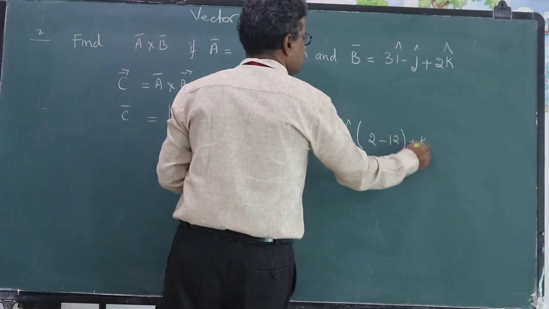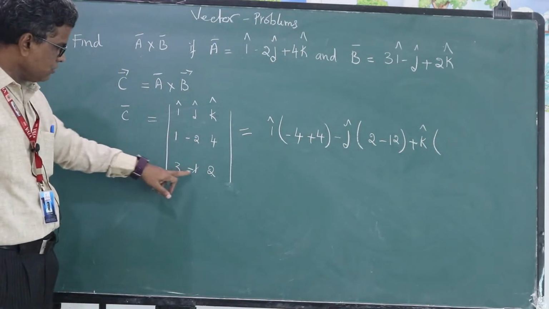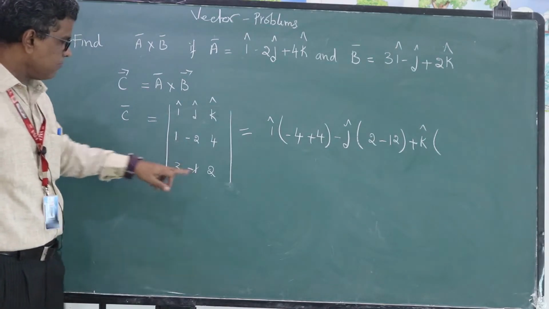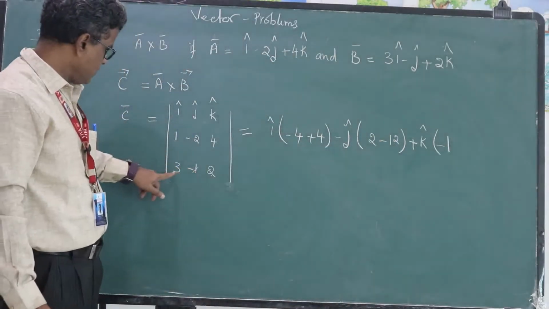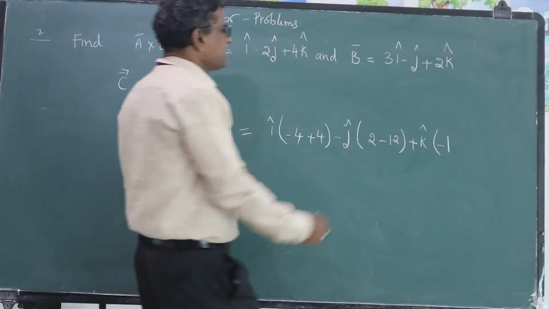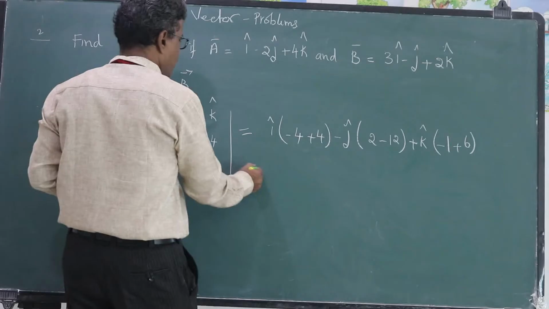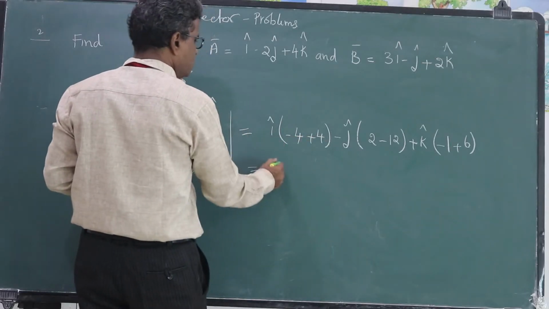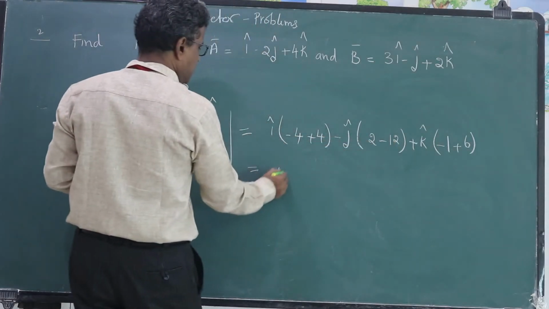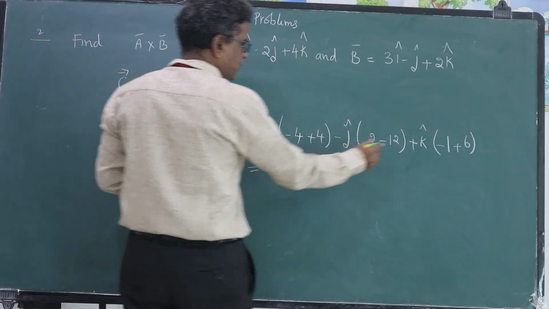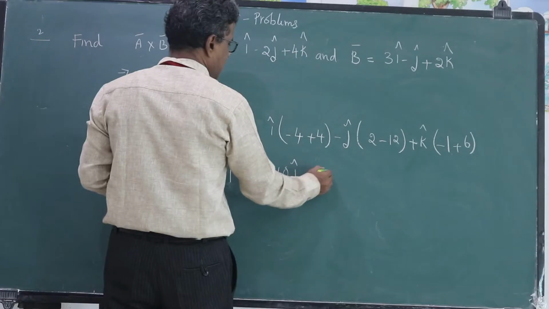Plus, again plus, you will get k cap into this row and this column. You take 1 minus 2, 3 minus 1. So cross multiply. Minus 1, minus 1. Here it is minus of minus plus 6, so plus 6. So that is minus 4 plus 4, 0. Minus i cap minus 12. So minus of minus plus 10 j cap. Minus 1, 6, 5. So plus 5 k cap. Okay.